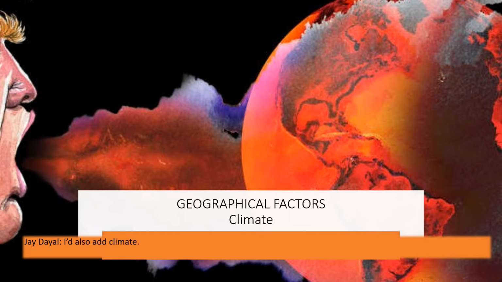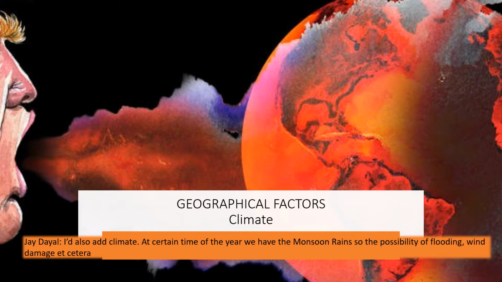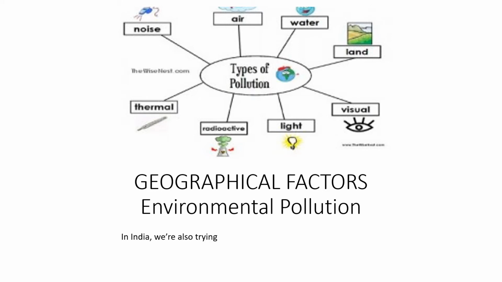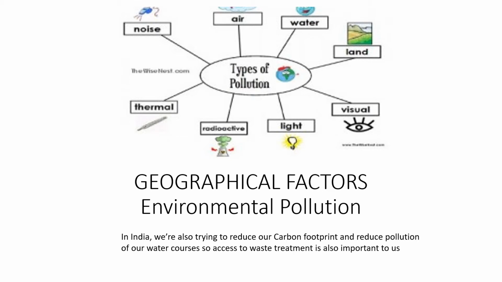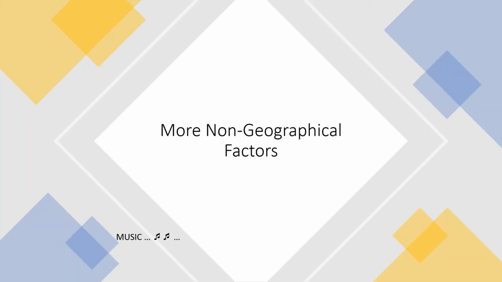Jay. I'd also add climate. At certain times of the year we have the monsoon rains, so the possibility of flooding, wind damage etc. must be considered. In India, we're also trying to reduce our carbon footprint and reduce pollution of our water courses, so access to waste treatment is also important to us.